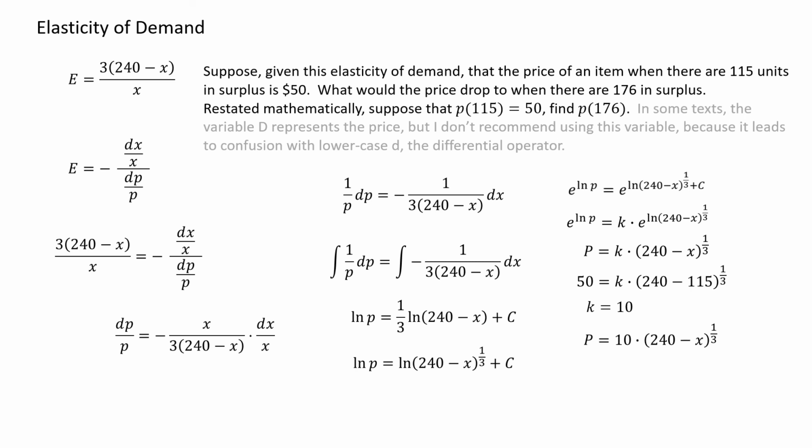And once I know the value of k, I can answer my question. The question says, what will the price be when there are 176 items in surplus? So to solve for that, I plug in 176. And again, remembering that the 1/3 power is the cube root and doing some basic PEMDAS here, I get that the price is 40. And that tells me that if there are 176 items available, that the price will drop from $50 in the original case to $40. And that completes this problem.